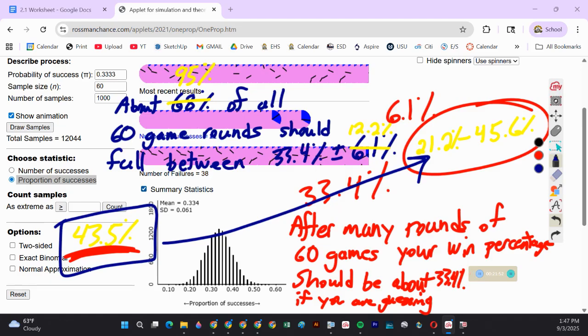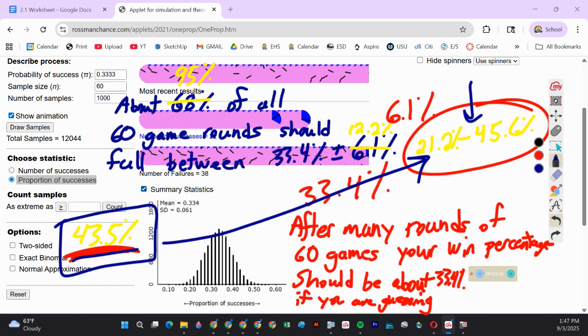Now, you might look at this and say, hey, I did better than average. And that's true, you did. But you only did it once, right? If you consistently get 40-something% every time you play a 60-round game, then if you do that enough times, you will be able to claim that you are better than average. But if you only play one 60-round game and you land in this window, that is not enough information to say that you're better than average.